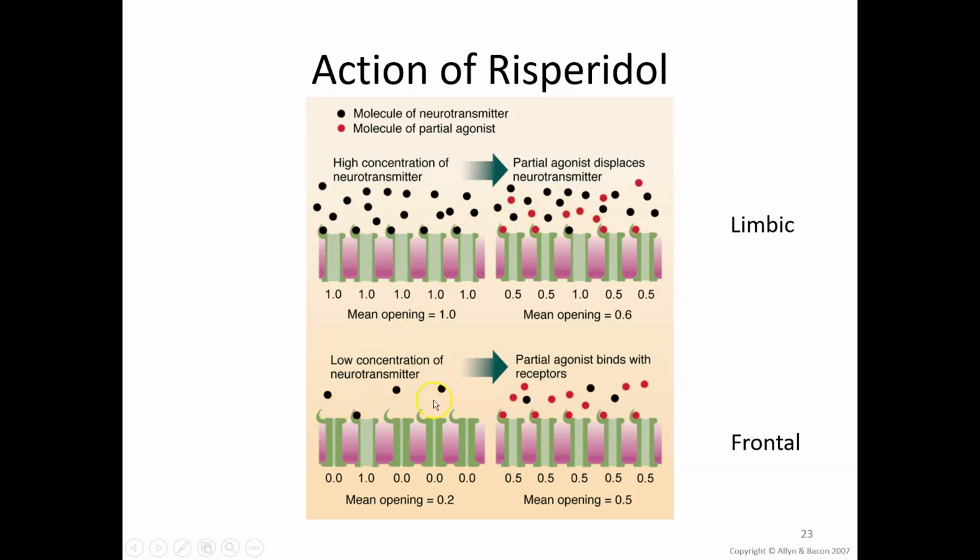Now, on the other hand, if we're looking at our frontal circuits, areas where there's low concentration of dopamine binding, because the partial agonist binds with the receptors with a pretty good affinity, they can bind to these receptors and basically stimulate the opening of channels and raise that activity. So this is how it can actually both raise and lower dopamine activity.